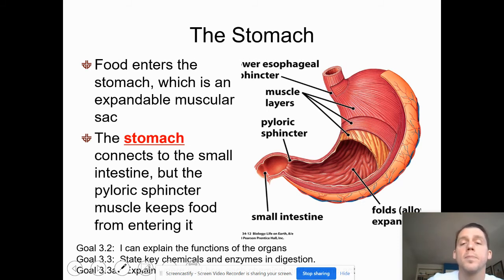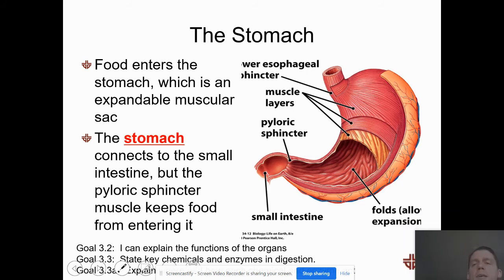Your stomach has what's called a pyloric sphincter. This is like a little muscle that's going to close off the small intestine, so food stays in your stomach for a little while. Also, your stomach is muscular, which means it can shrink and it can grow. Your stomach can change its size slightly, and you can tell this when you eat a lot, your stomach expands a little bit. That's because your stomach is muscular.